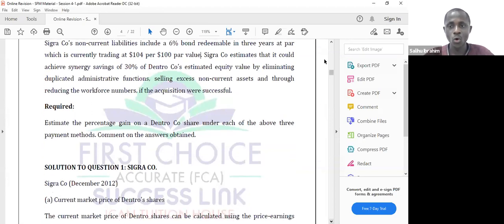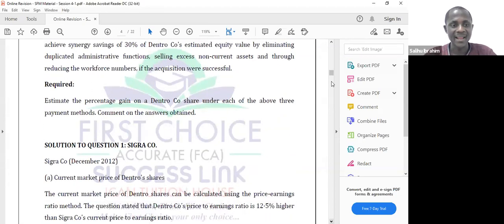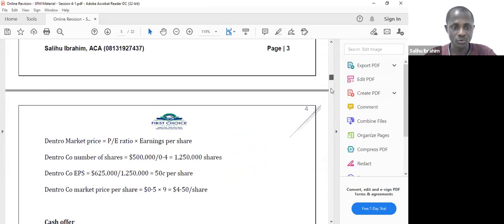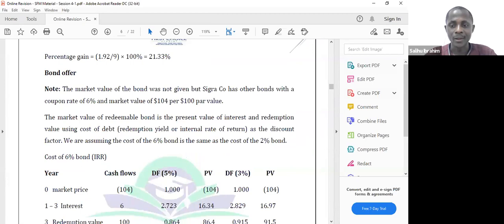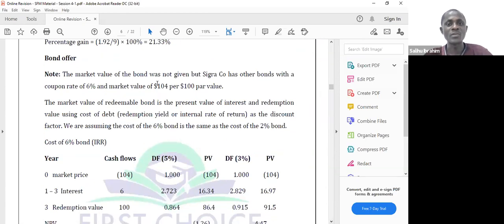Now, let us go and compute our cost of bond. Look at it. The bond offer: the market value of the bond was not given, but Sigraco has another bond with a coupon rate of 6% and a market value of 104 per 100 par value. The market value of the redeemable bond is the present value of interest and redemption value using the cost of debt. Cost of debt is the redemption yield or internal rate of return as the discount rate. We are assuming that the cost of the 6% bond is the same as the cost of the 2% bond.